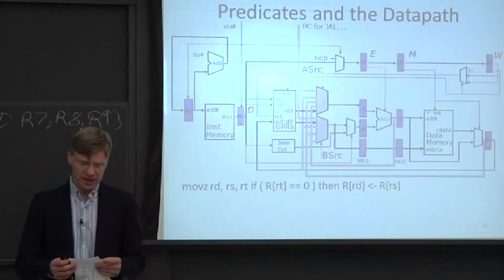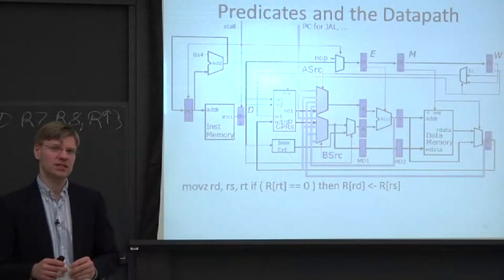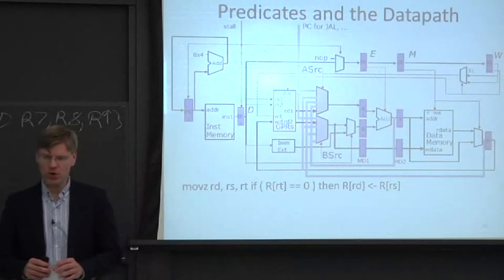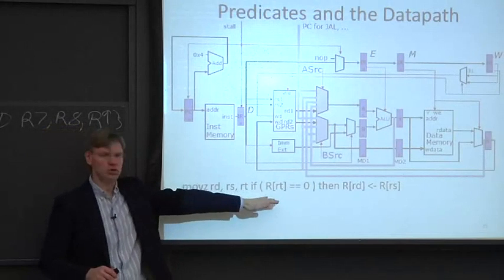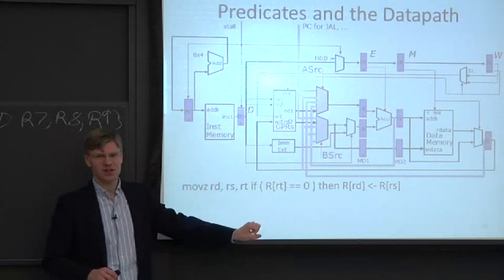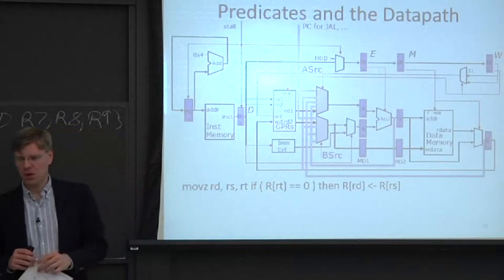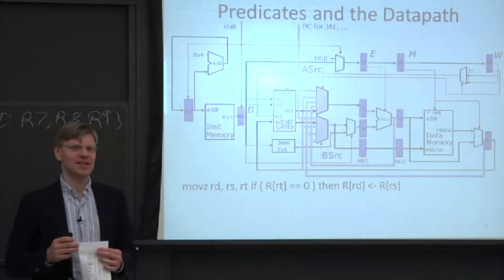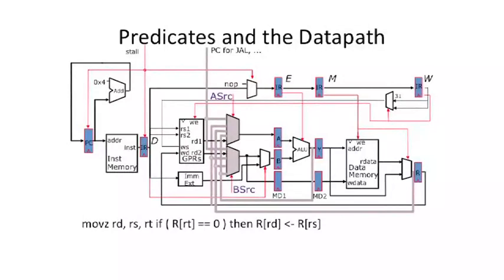OK, so let's take a look at our data path here and see where predicates fit into the data path. And we're going to focus actually just on the conditional move predicate, or predication instruction here. We're not going to look at full predication just yet on the data path. But it follows a similar idea. OK, so what do we need to do? What do we need to add to our sort of boring MIPS-style 5-stage pipeline to add this instruction?